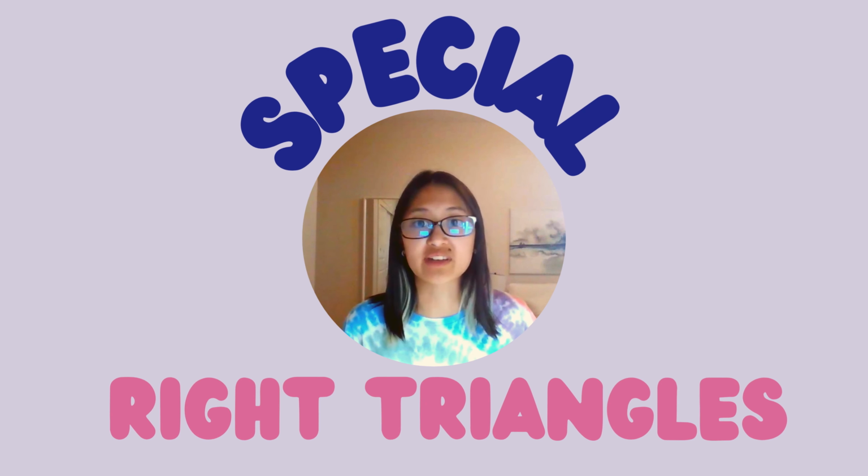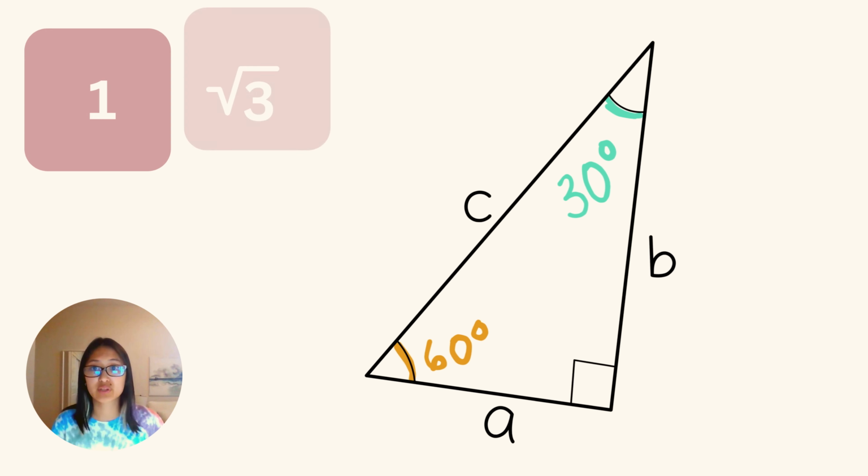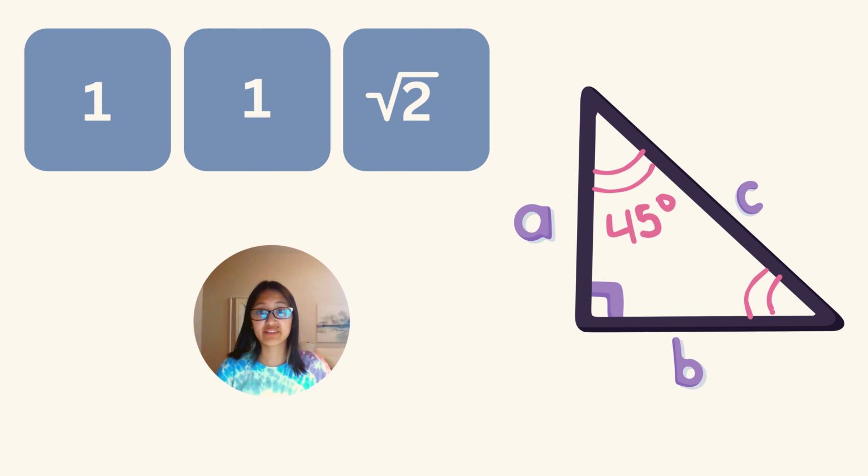In order to understand why the unit circle has coordinates, it is important to review the special right triangles. In a 30, 60, 90 triangle, the ratios of the legs to the hypotenuse are 1, root of 3, and 2. In a 45, 45, 90 triangle, these ratios are 1, 1, and root of 2.